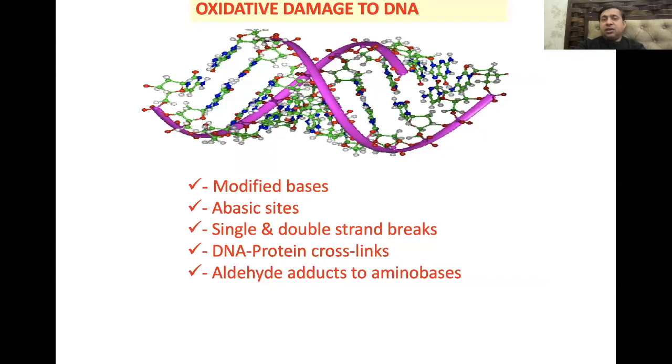Now, what type of oxidative damage can we expect in DNA in a radiation scenario? We can have modified bases. We can have abasic site aberrations, meaning lesions in the bases. Then we have single and double strand breaks. We can expect DNA-protein cross-linking. We know that DNA is surrounded by many proteins which are critical for the role of the DNA, and if a radical center is generated either in protein or in DNA, then cross-linking of DNA and protein is quite evident. Then there are aldehyde adducts to the amino bases, and their formation is quite high in the case of multiple lesions.